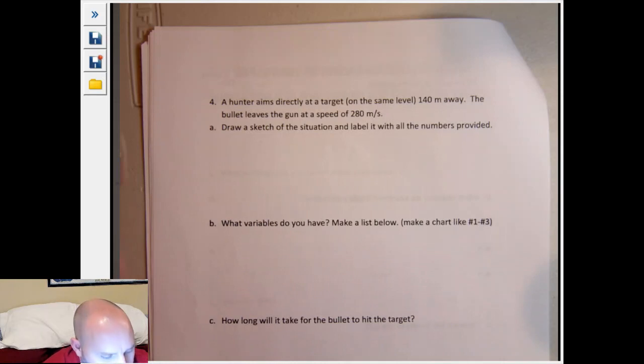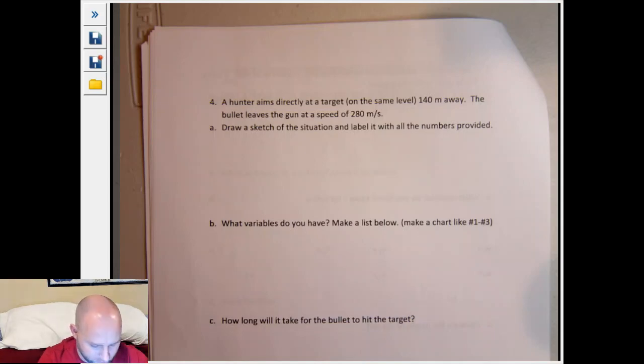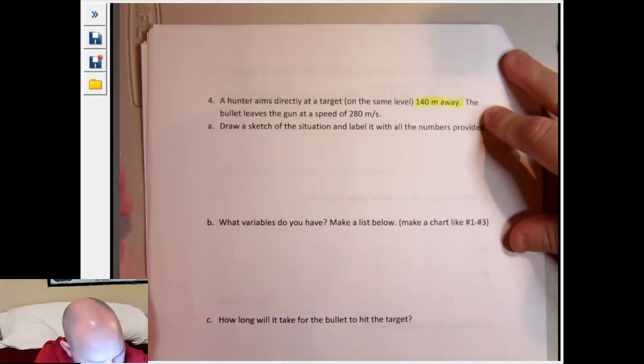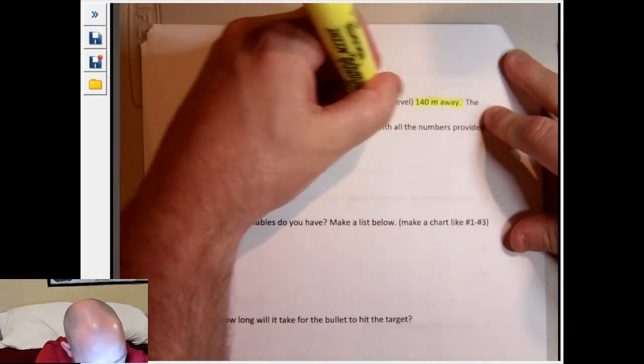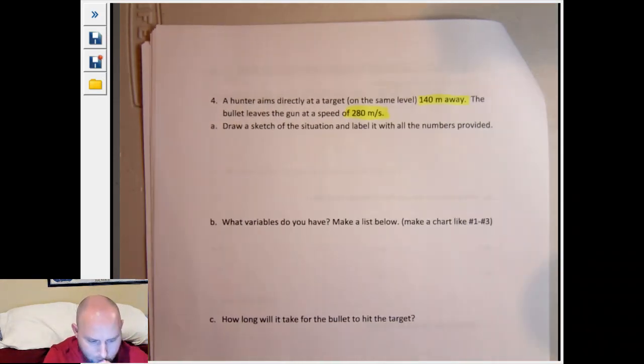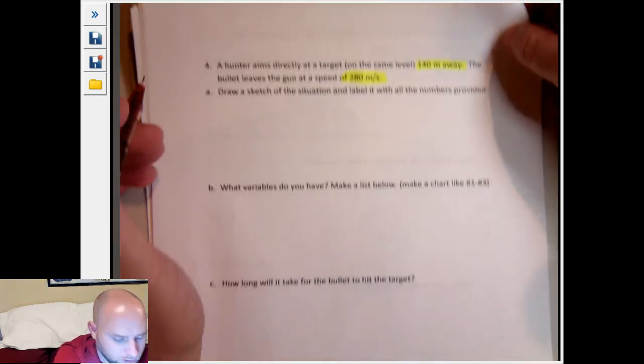Alright, so a gun aims directly at a target on the same level, 140 meters away. We're going to highlight some stuff because it's always good to highlight. So 140 meters away, I'm going to highlight that. And the bullet leaves the gun at a speed of 280 meters per second. Awesome. So they've already given us two things straight up. I'm going to leave the sketching to you guys, and we're going to go to B.